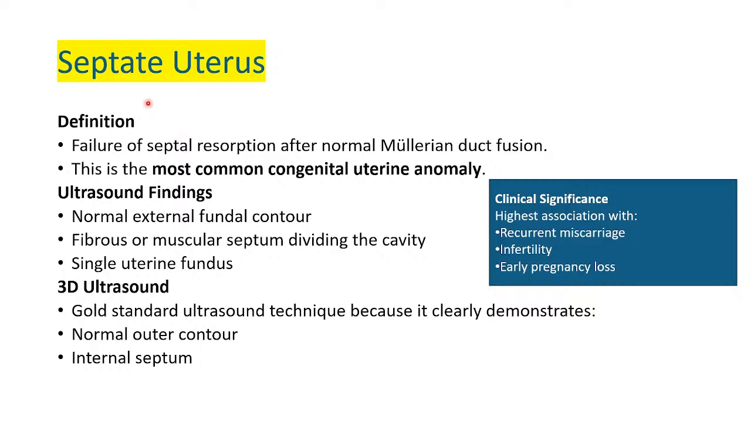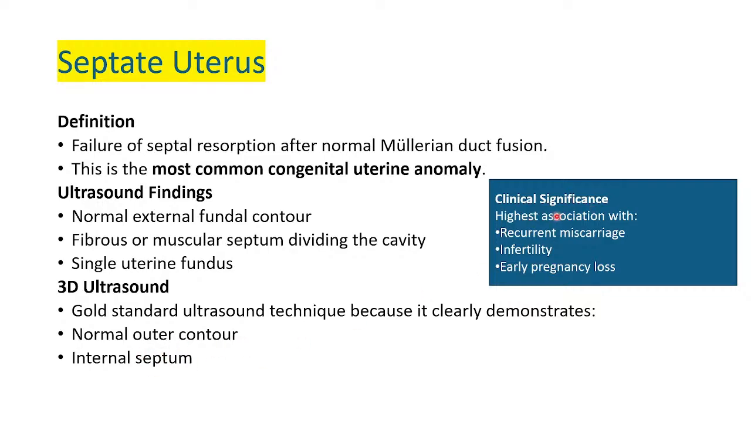So the other one is septate uterus. By definition, failure of septal resorption after normal Mullerian duct fusion. This is the common congenital uterine anomaly. Ultrasound findings: normal external fundal contour, fibrous or muscular septum dividing the cavity, single uterine fundus. On 3D ultrasound, the gold standard technique, because it clearly demonstrates normal uterine contour and internal septum.